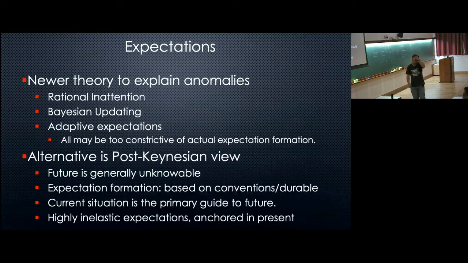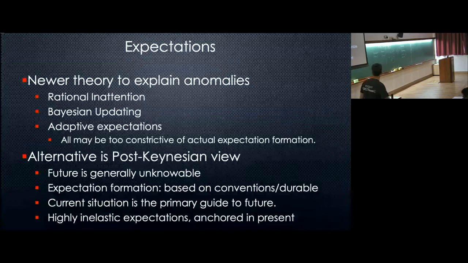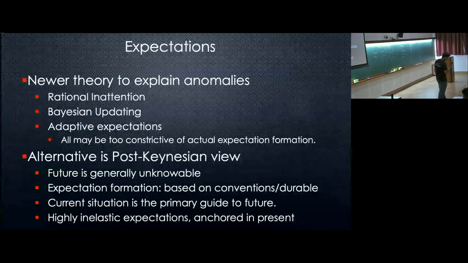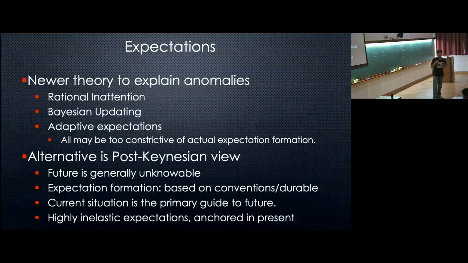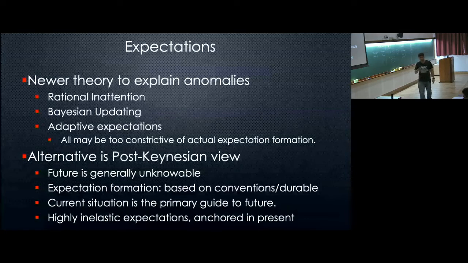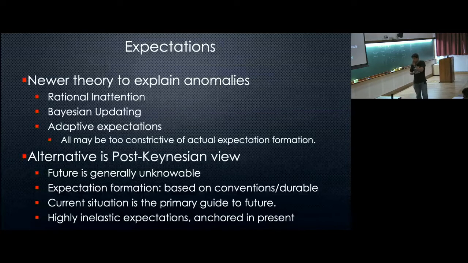And that actually is a much more radical view, and that's the argument that, as Keynes himself would put it, the future is generally unknowable, that expectations are very durable because they're based on conventions. All of us agree, in a kind of conspiratorial way, but once you have an agreement that the interest rate is going to be around 2%, that's very durable, and the current situation becomes a very important primary guide to the future. As a result, you have highly inelastic expectations and they're anchored in the present.